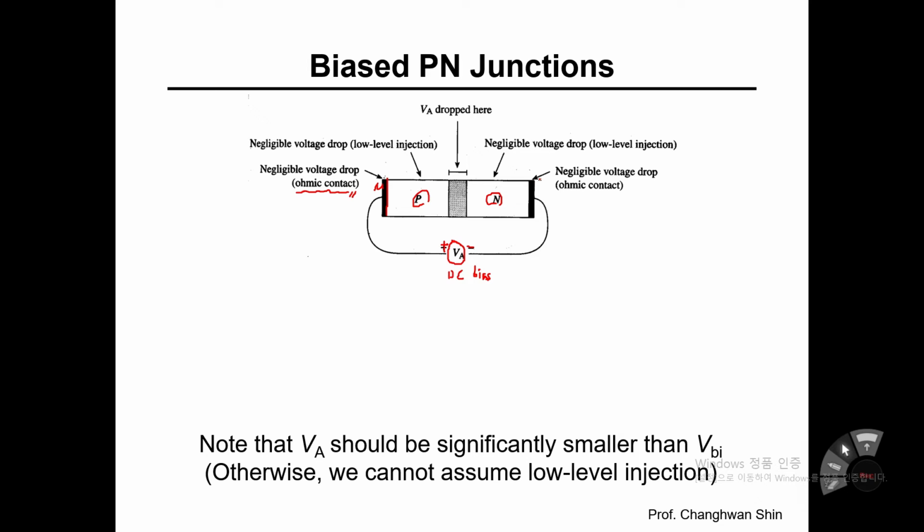On the opposite side, you can see another metal and semiconductor junction, more specifically the metal and N side. And we are going to neglect the voltage drop across this MS junction, and we are going to assume the ohmic contact has been well provided.